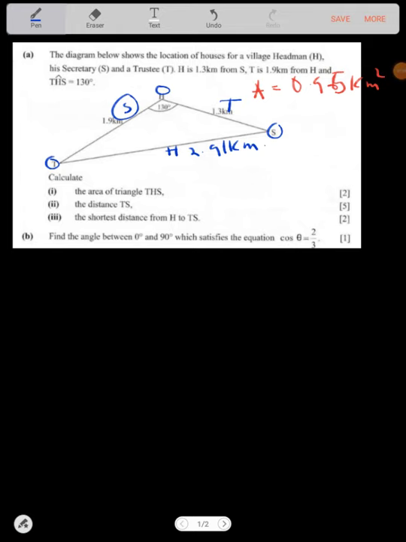How do you find the shortest distance? They are saying from H to TS. So from H to here, what they want is this line here. Now this is how you find the shortest distance.